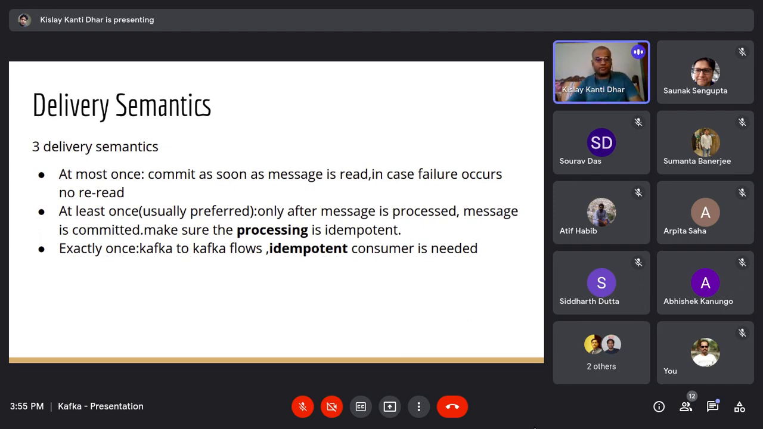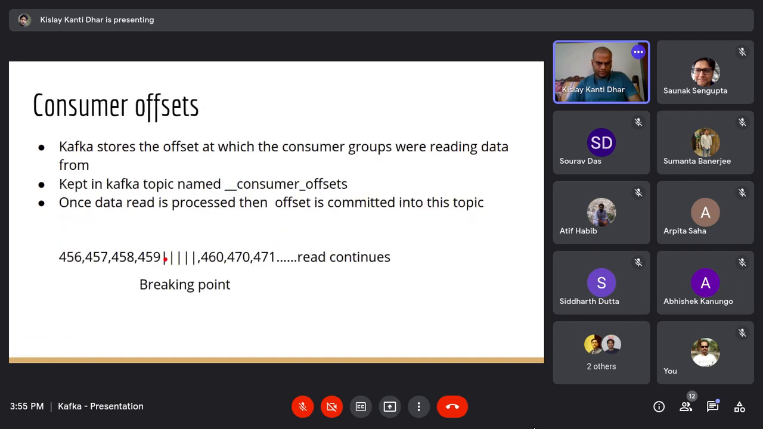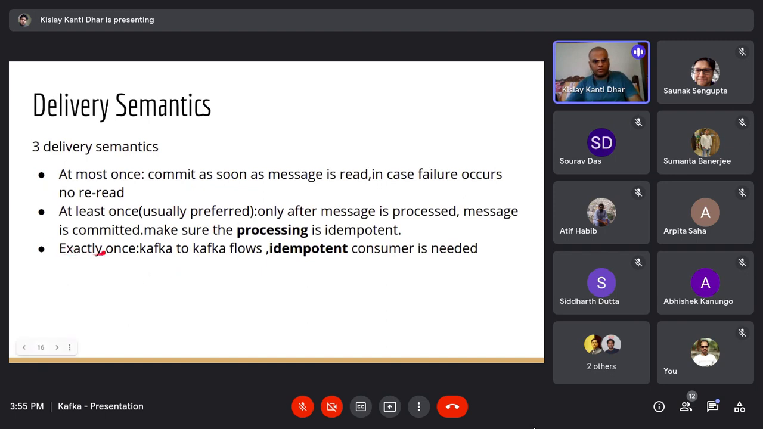Hence, idempotent. Exactly once. I am a bit confused on this exactly once Kafka to Kafka flow, and it says idempotent consumer is needed. But I think it's something like this. I'm skipping this because I'm not sure about exactly once. I have just read about this last night only. Anyway, I think these two are clear, right?